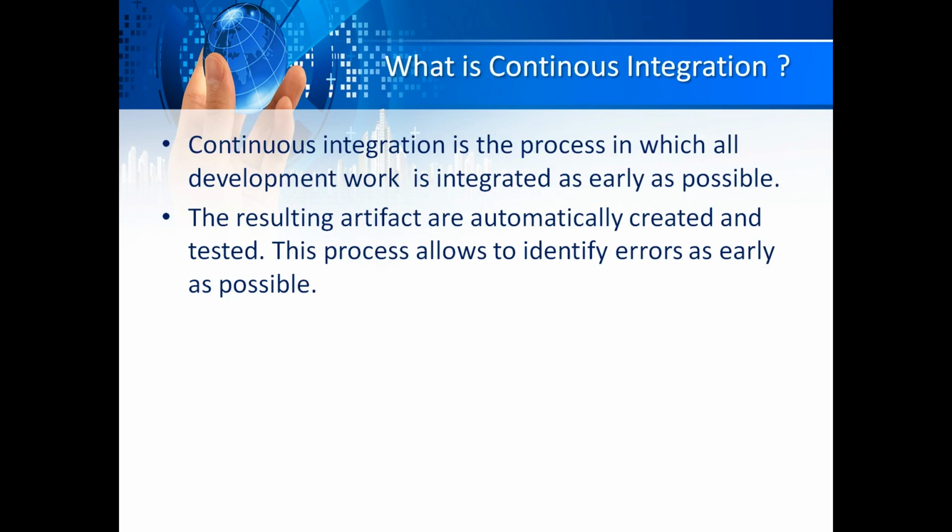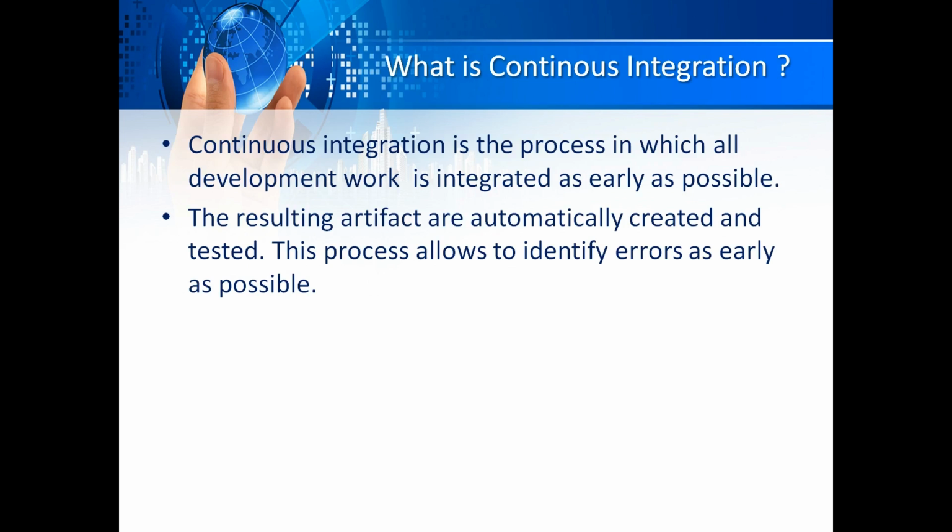So in our mind we have one question: what is continuous integration? Continuous integration is a process in which all our development work is integrated as early as possible. It means in one project we have multiple developers, say 10 or 15 developers. Various developers will be working on various tasks, so it is very hard to manage the work of every developer. Code merging, code reviewing and code testing are time consuming, a headache and very complex.